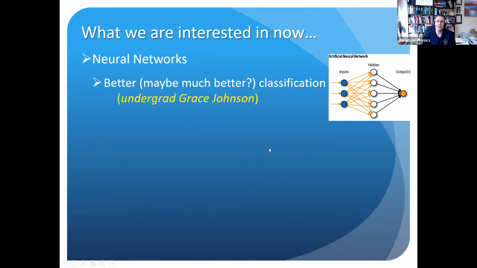Neural networks. This is that machine learning business. Neural networks are like in every branch of science I go to now, they're doing neural networks. Can you train a computer by building a neural network to do things better? If you're trying to classify, identify, predict, it's amazing how many branches of science it's in. So this is my undergraduate student, Grace Johnson, who is working on neural network classification to do better classification than how we were doing it before.